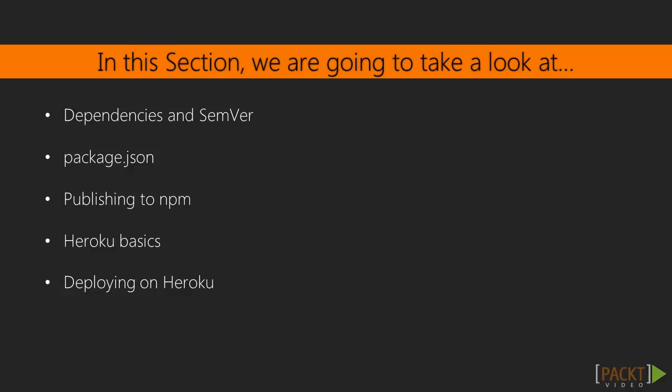First, we learn what is dependency hell, what is semantic versioning, and why use it. We will learn what is package.json file, how to create it, and what's inside it. Then we will understand what is npm, how to prepare the package for publishing, and how to publish to npm.